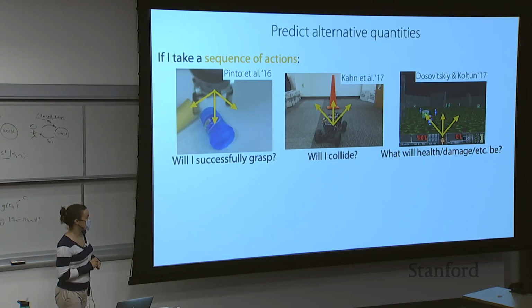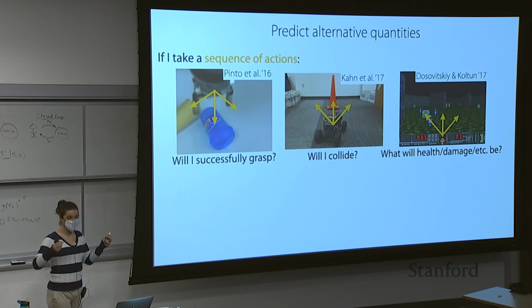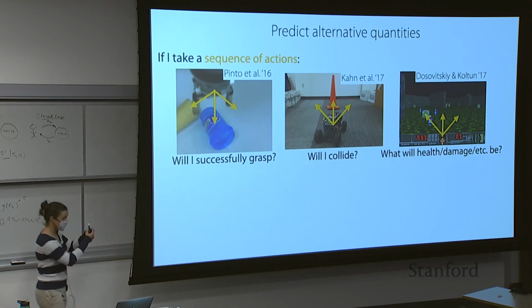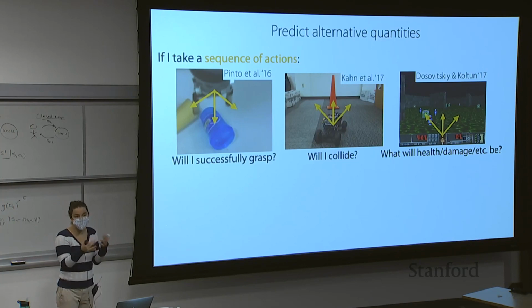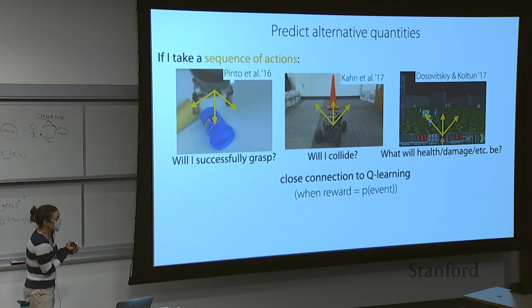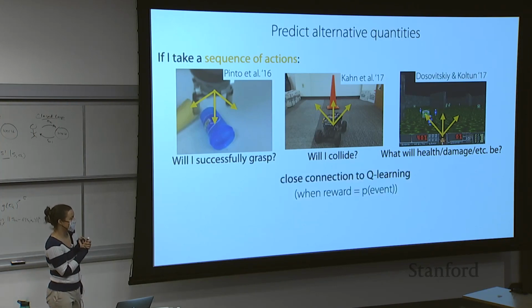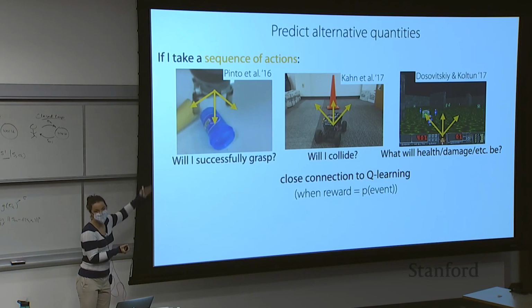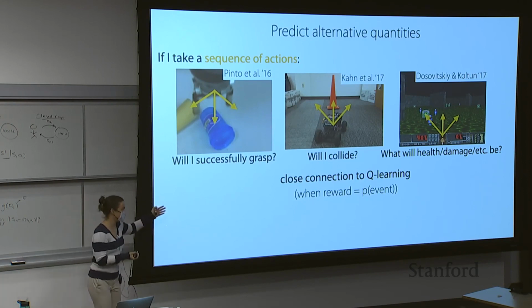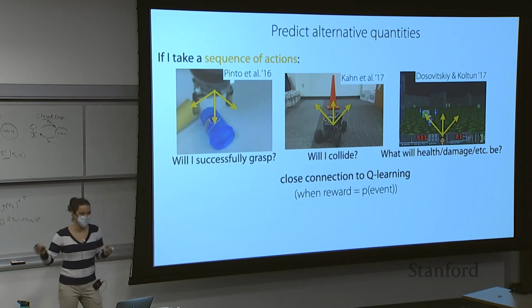You can essentially think of this as a different variant of model-based RL, where instead of predicting the state into the future, you're predicting some statistics about that state. And then you can use the same kinds of planning approaches with these predictive models. This also has a fairly close connection to Q-learning. If you think about the reward being the probability of some event happening, then these approaches are predicting the probabilities of events. And so they're essentially predicting future reward, and Q functions are predicting future reward as well.